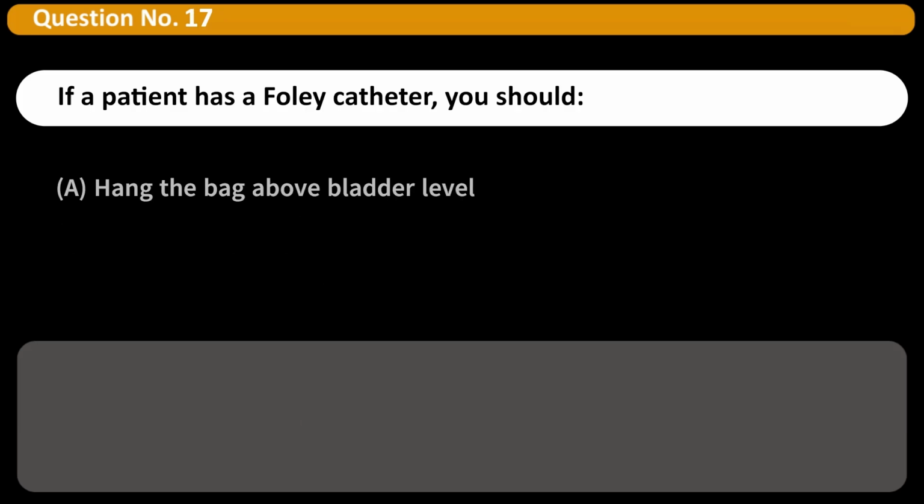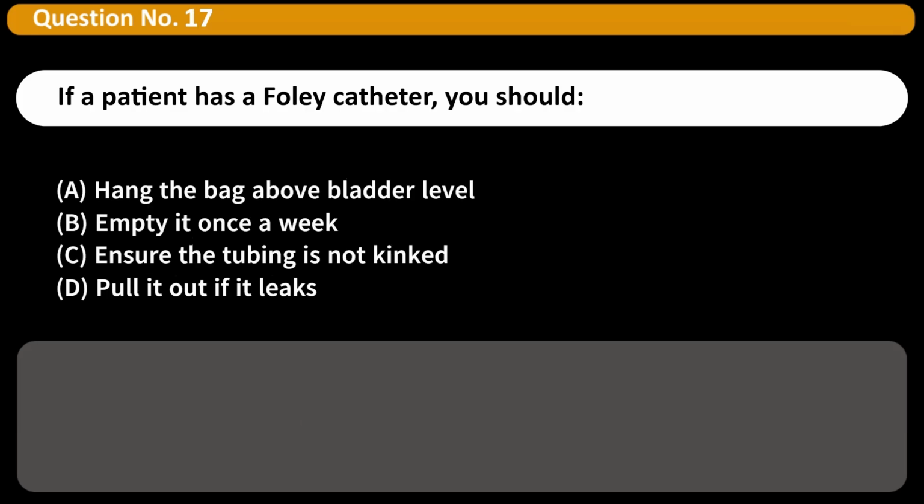If a patient has a Foley catheter, you should: A. Hang the bag above bladder level. B. Empty it once a week. C. Ensure the tubing is not kinked.